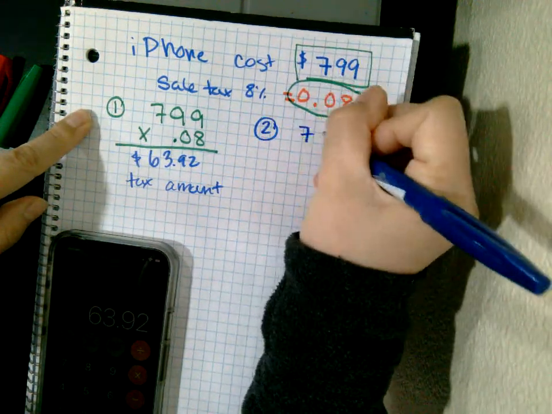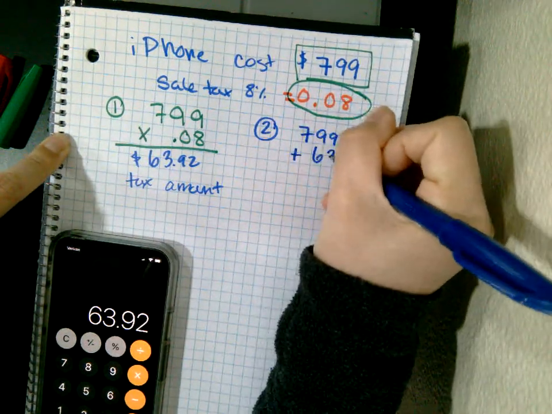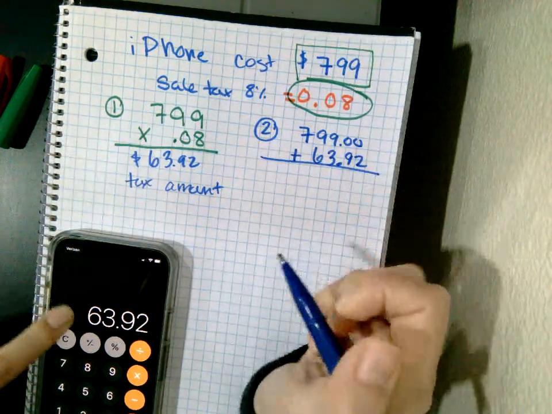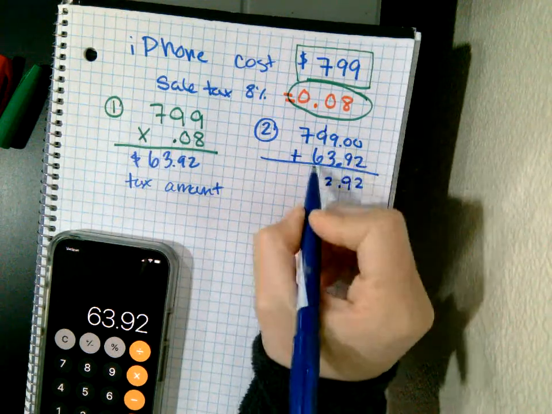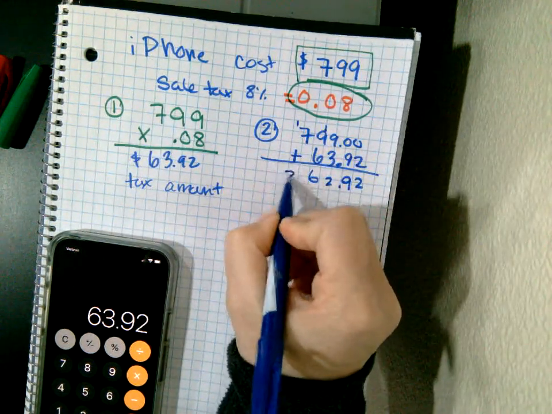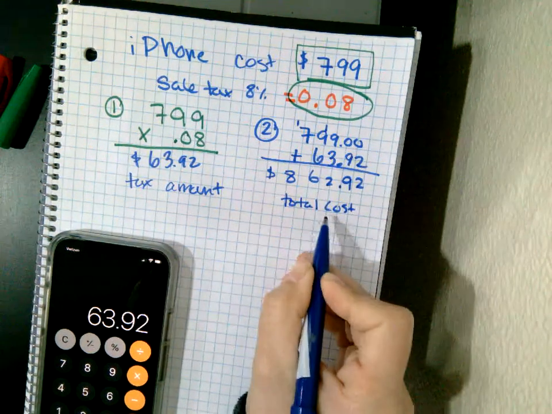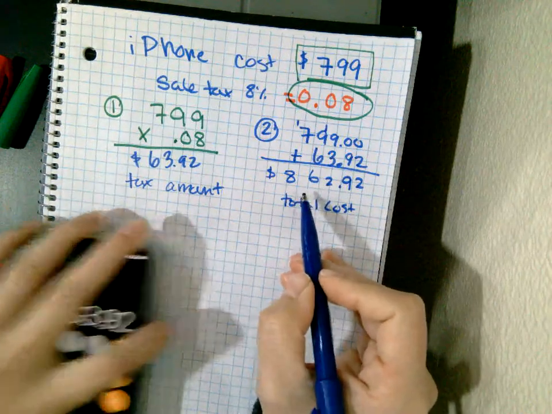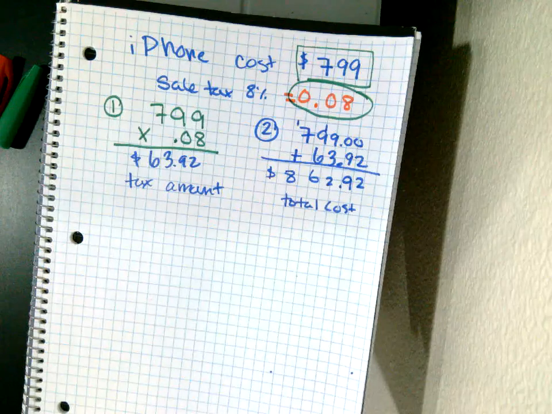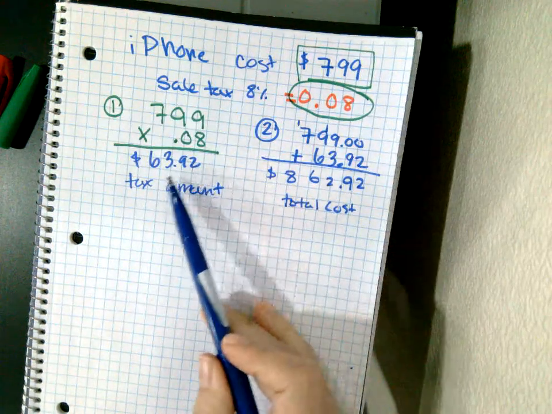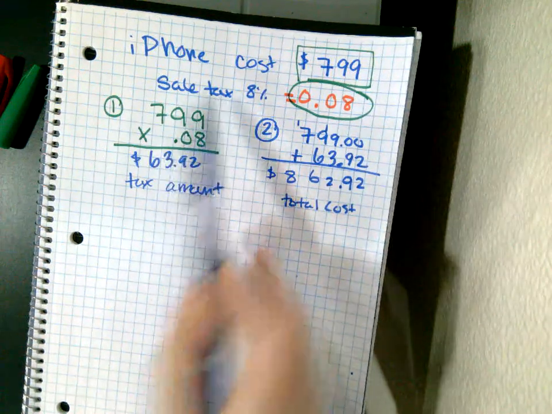Now your second step. You take your price of $799 and, lining up your decimals, you add your tax amount. I just did it by hand right now. So this is your total cost. This is when you go to the cash register and they say, hey, you owe me $862.92, and then you hand them over the money. So imagine you're paying an extra $63, about $64, just in taxes to buy your iPhone.